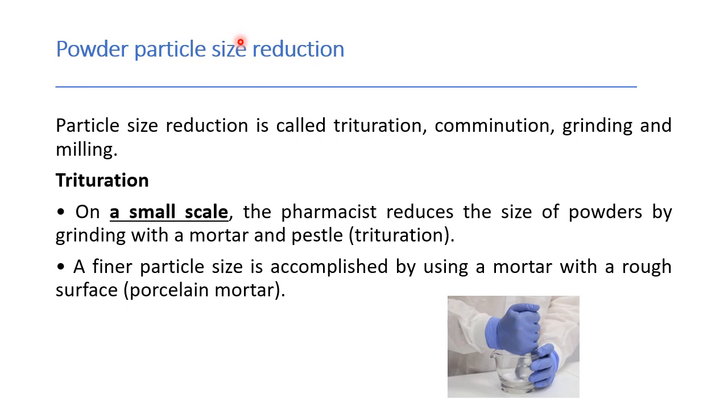To reduce the particle size of the powder, there are a number of methods, and this process is called trituration, comminution, grinding, and milling. The first way of reducing the particle size is by trituration. In the pharmacy or on a smaller scale, the pharmacist can reduce the size of the powders by grinding with a mortar and pestle, which is called trituration. A finer particle size is obtained by using a mortar with a rough surface, which is a porcelain mortar.